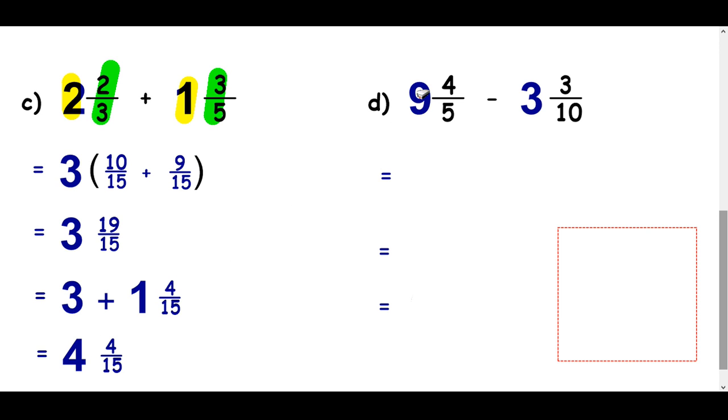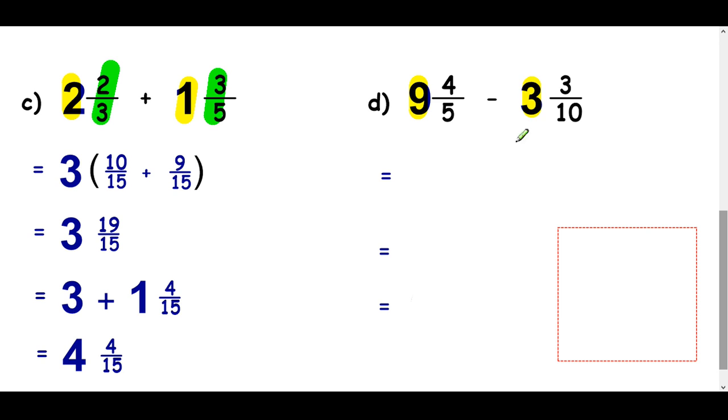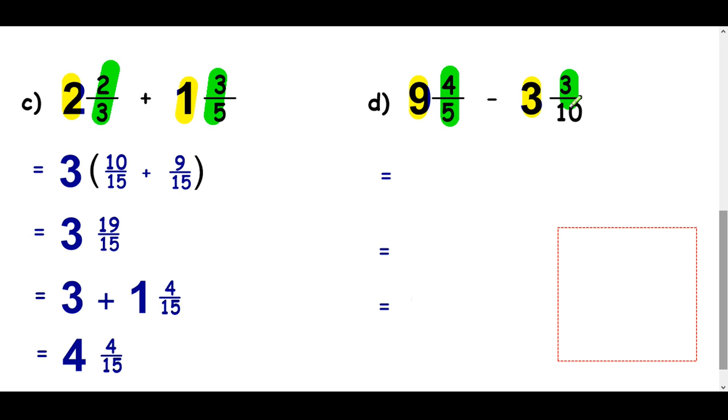Now let's see how a takeaway works. Again, we're going to do exactly the same thing. We're going to focus on the 9 and the 3, and we're also going to focus on the fractions part. We're going to do them separately. So 9 take away 3, that's 6. And then to take away the fractions part, again, I need a common denominator. Now, I've got 2 different ways of doing this. The lowest common multiple of 5 and 10, or the lowest number they both divide into, is actually 10.